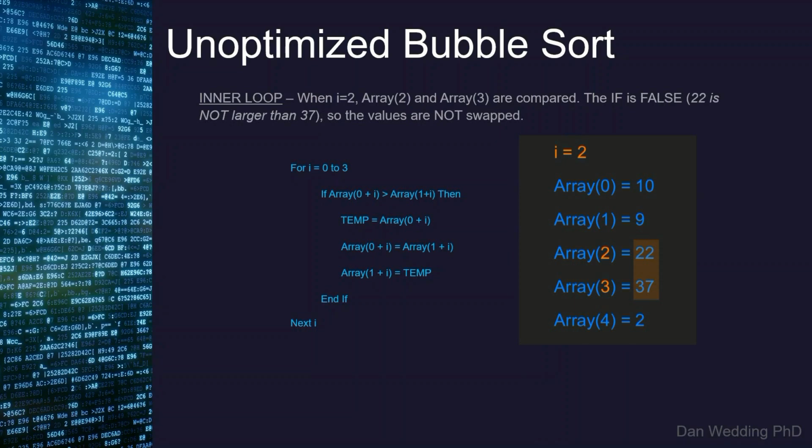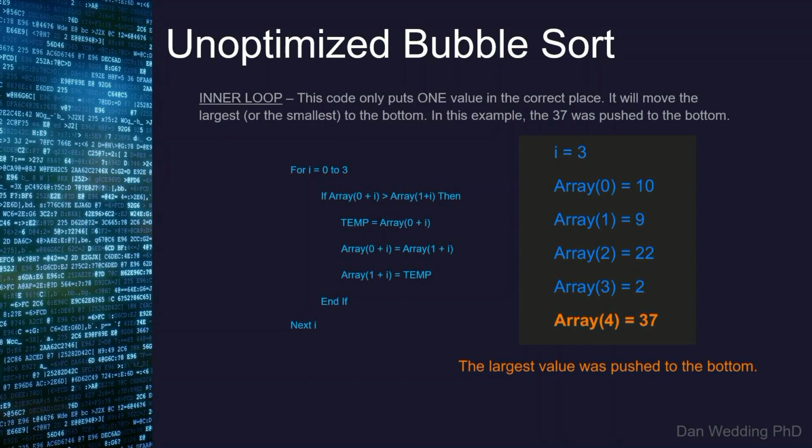When I equals 2, array 2 and array 3 are compared. The if is false. 22 is not larger than 37, so the values are not swapped. When I equals 3, array 3 and array 4 are compared. The if is true. 37 is larger than 2, so the values are swapped. This code only puts one value in the correct place. It will move the largest or the smallest to the bottom. In this example, the 37 was pushed to the bottom.